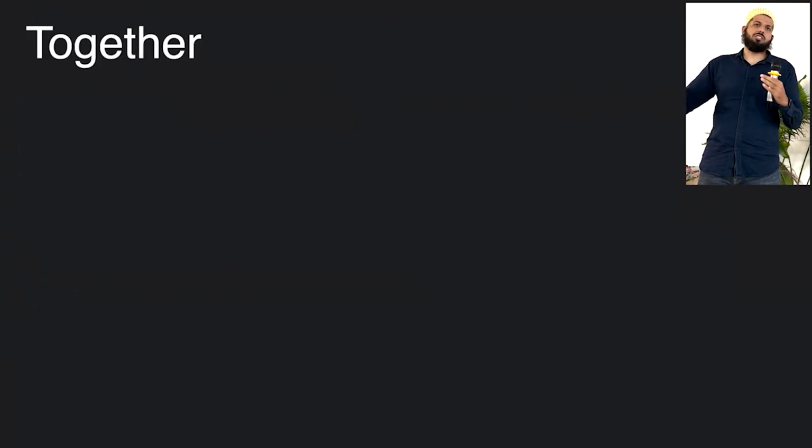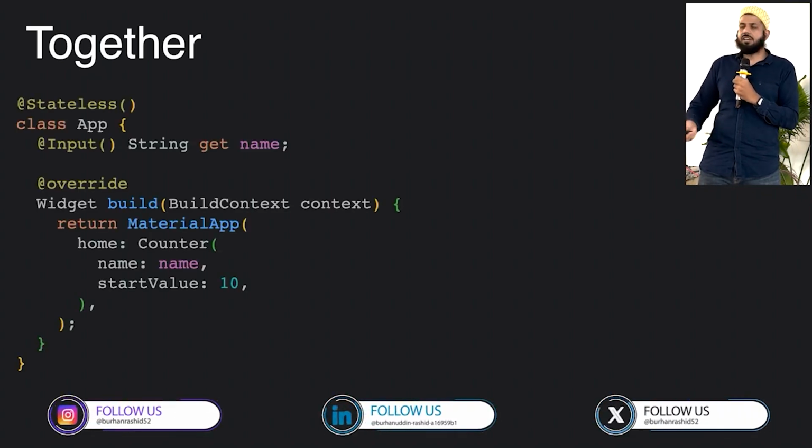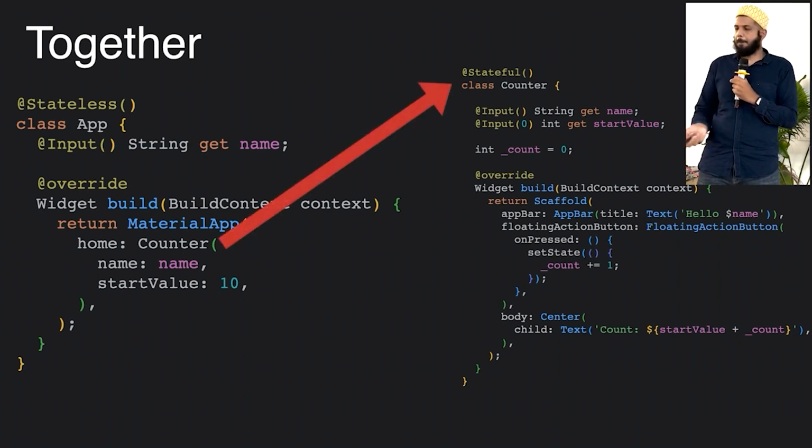And since the macros are being spread across different classes, you can also use them together. For this example कि app है, an app is using a counter, so app is also using a macro, and the counter is also using a macro, and you can basically use the same thing here.